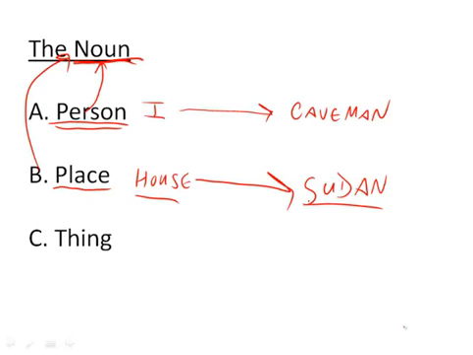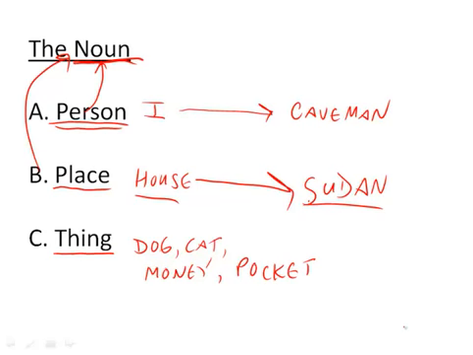And finally, we have things. My dog. My cat. The money in my pocket. My pocket. Anything that you can reach out and touch is also a noun. So when you think noun, think person, place, or thing. That is a noun. But there is more to learn about nouns.